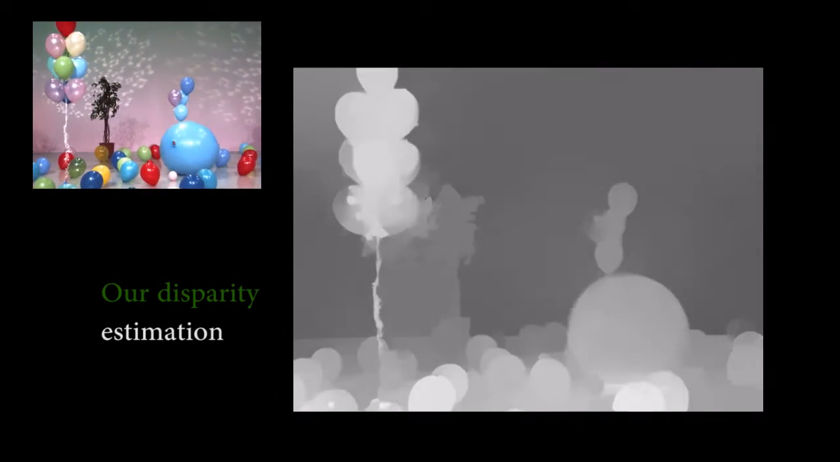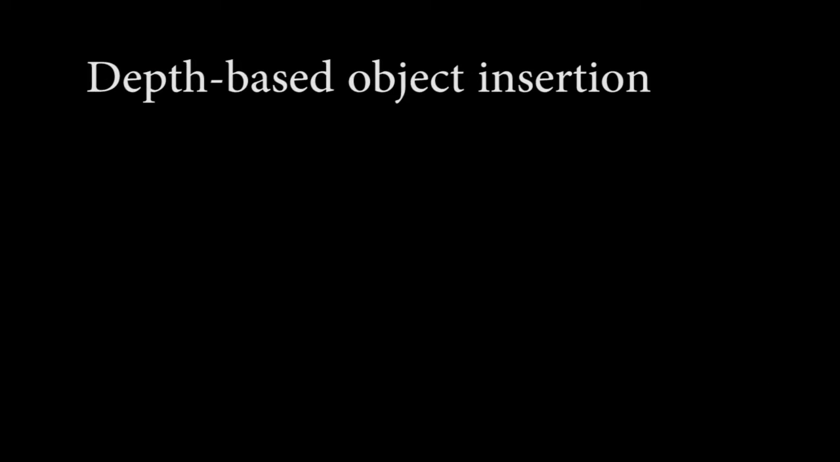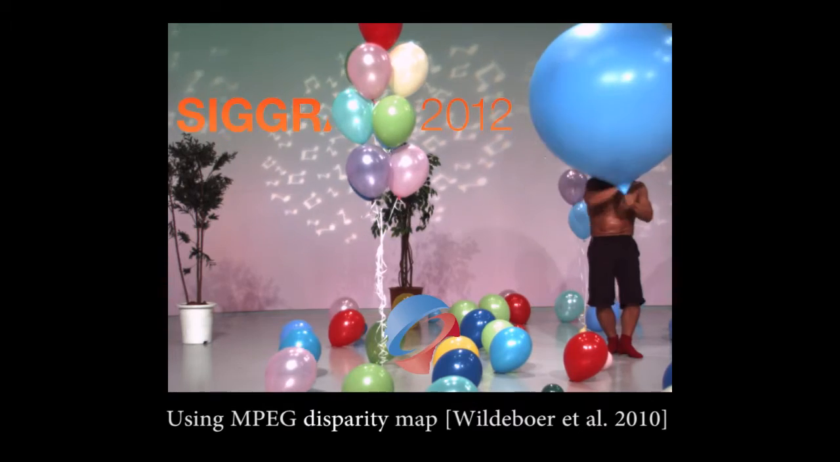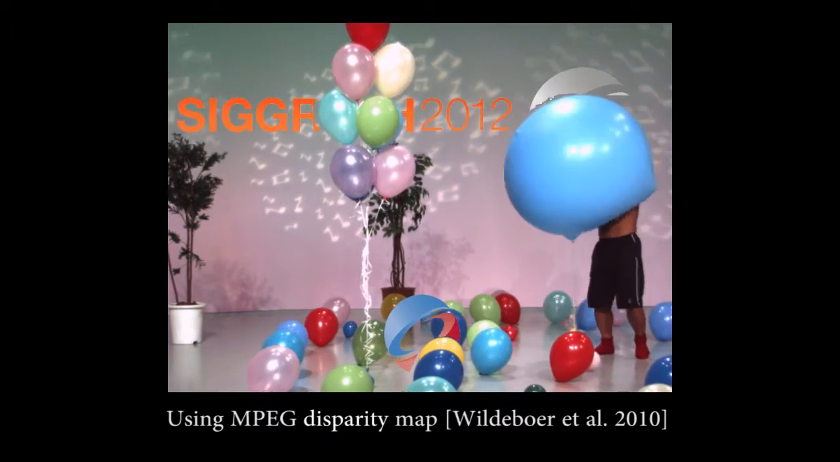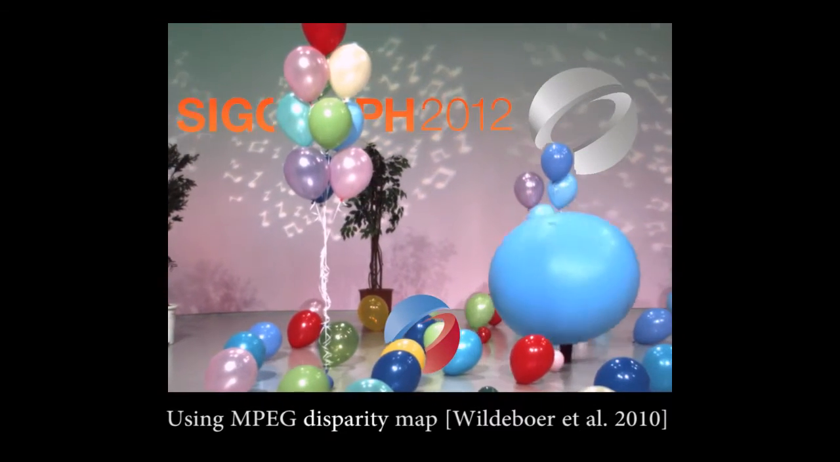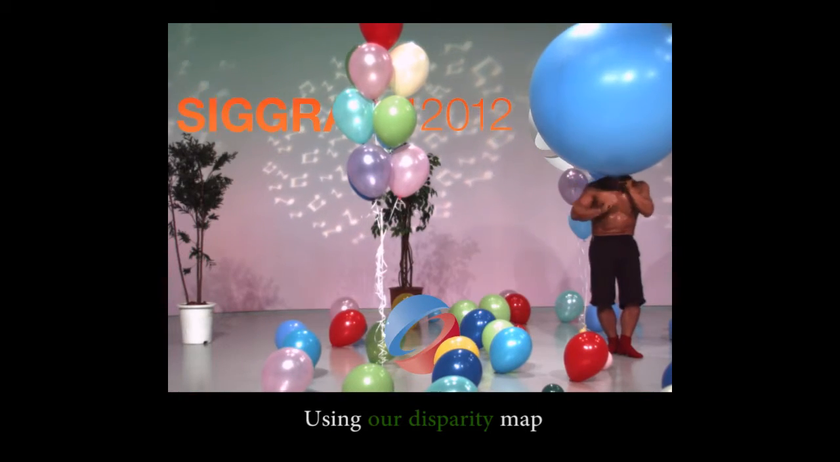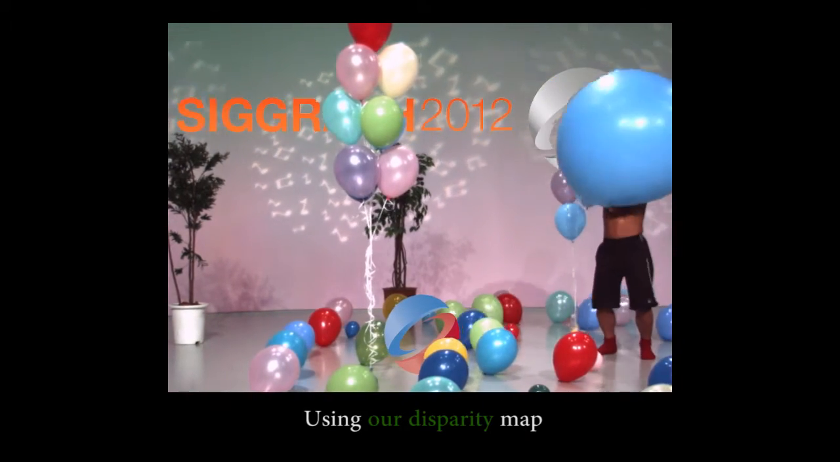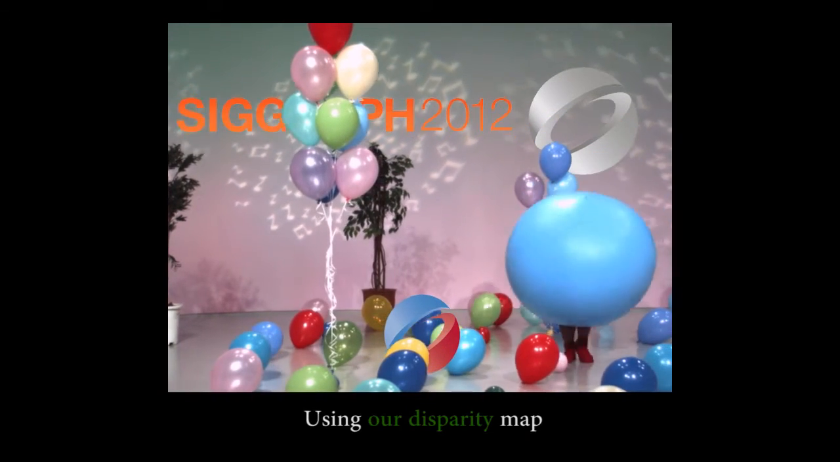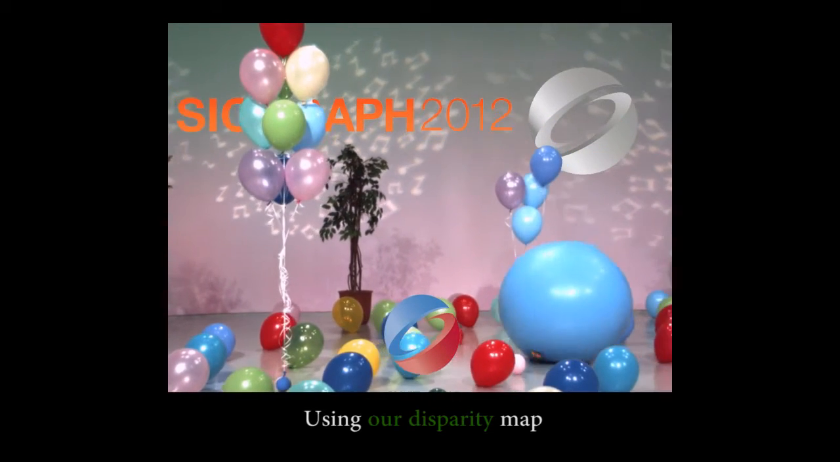To better illustrate the differences, we will now show some objects virtually inserted into the scene at specific depth levels. This is a result using the MPEG disparity map. And this is the result using our disparity map. Notice that the edges more faithfully correspond to object boundaries and that the map as a whole exhibits less temporal noise.